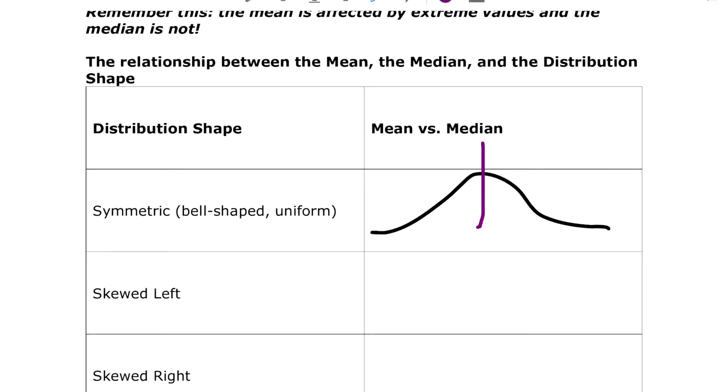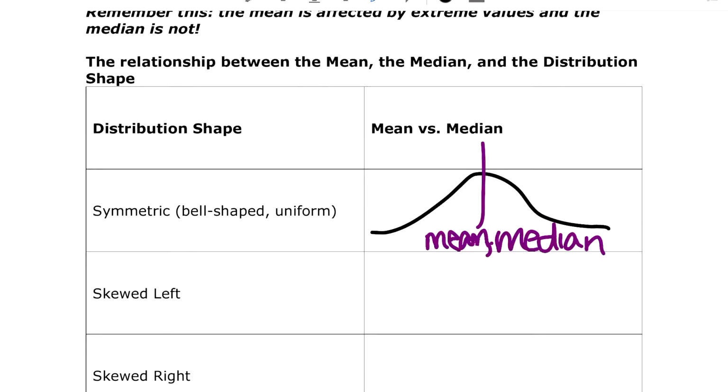And this purple line that I drew right in the middle, this is actually where my mean and my median are going to fall on a symmetric distribution. They're going to be right in the middle. And they could be a little bit different numbers, but they're going to be pretty much the same.